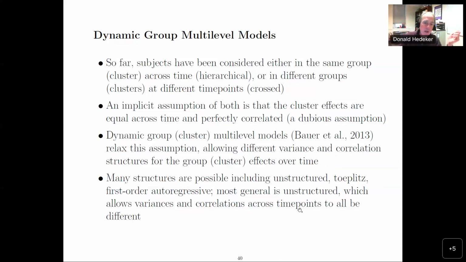Okay. So here there are many structures that are possible. What I'm going to show an application of is the most general, which is what's called unstructured, in which the cluster variance is different across time and all of the correlation parameters are also potentially different. Okay. But if you read Bauer's paper, you can see mention about these other structures that I've listed here.